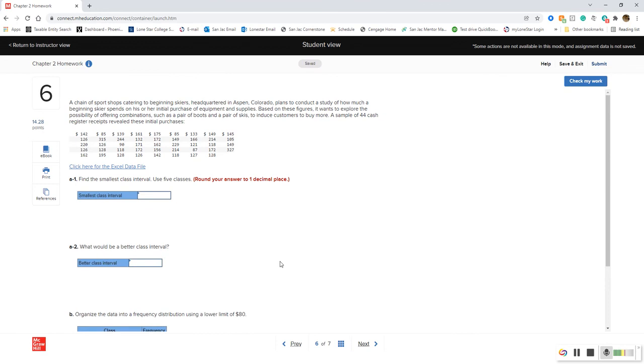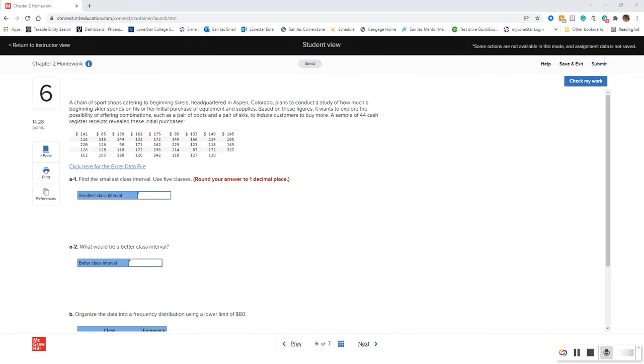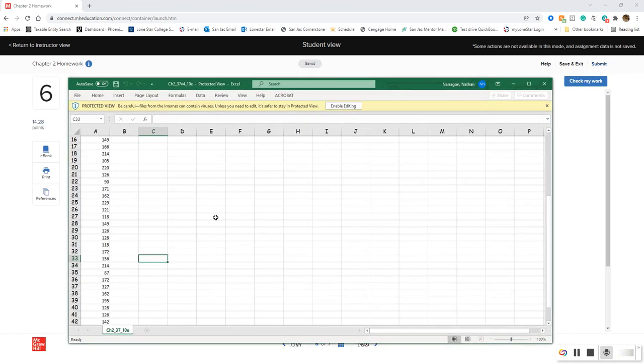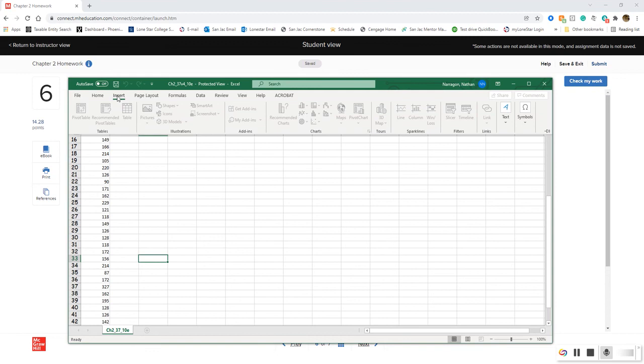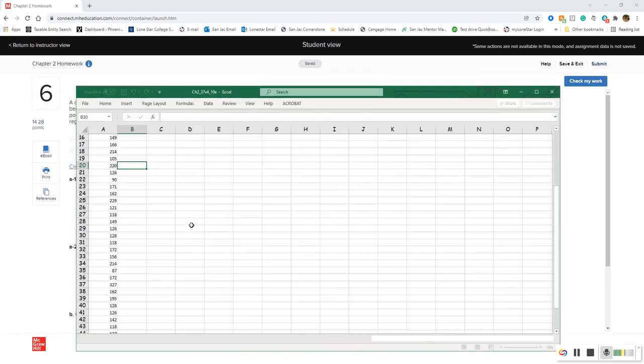Question 6. Question 6 is going to have us actually interpret the data. So click here for the Excel data file. We're going to pop that out. Going to give it a sec to load. Here we go. Now let's see here. We have to enable editing.